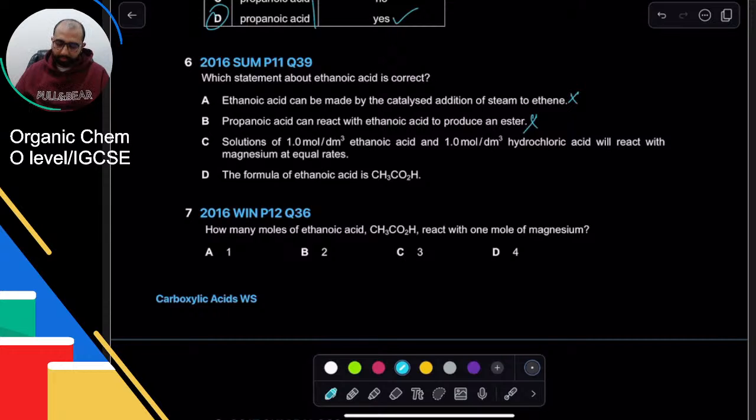A solution of 1 mole per dm cube ethanoic acid and 1 mole per dm cube hydrochloric acid will react with magnesium at equal rates. They will react. Now here their concentration is the same, and they will both react with magnesium. But even though concentration is the same, ethanoic acid is a weak acid. HCl is a strong acid. A strong acid ionizes fully, so it will react immediately. This one is going to ionize partially, slowly. It will not react as fast. So this statement is wrong. Formula of ethanoic acid is CH3COOH. Yes, that is correct.